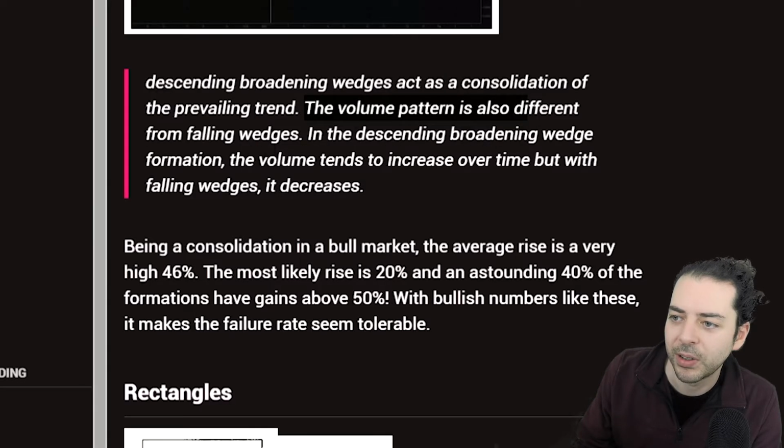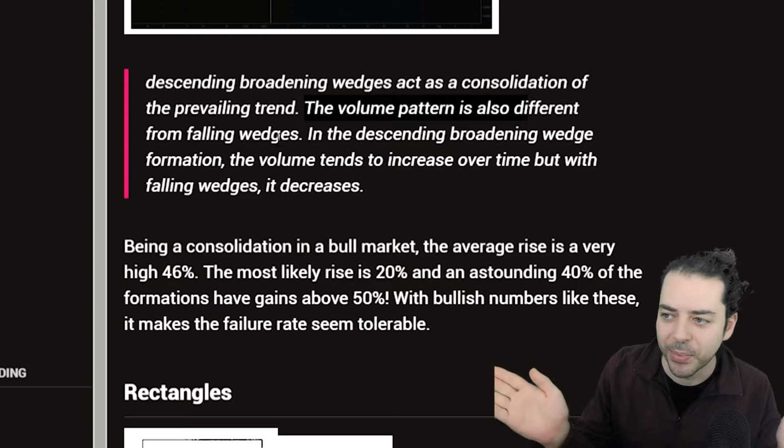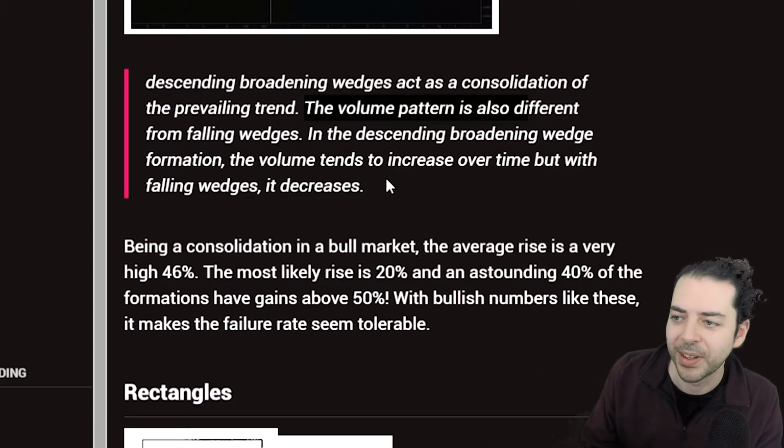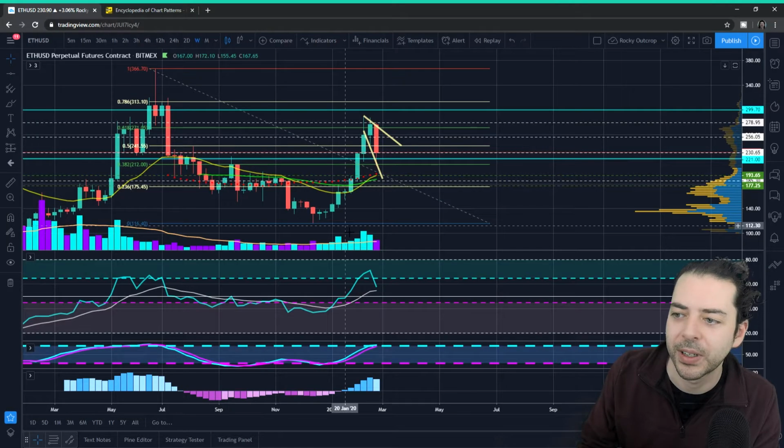Volume pattern is also different from falling wedges. Okay, this isn't a wedge, I guess it means in terms of ones that come together. This is one that broadens, so it's the other way around. So for the descending broadening wedge formation, the volume tends to increase over time, but with falling wedges, like narrowing wedges, it decreases. So let's look over here and see.